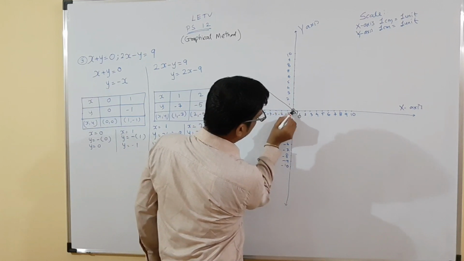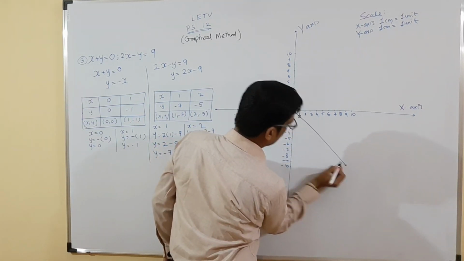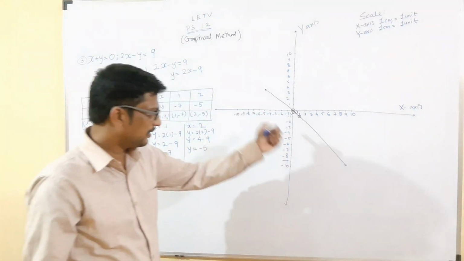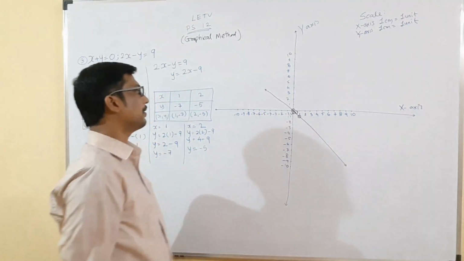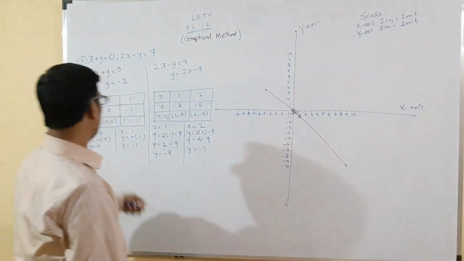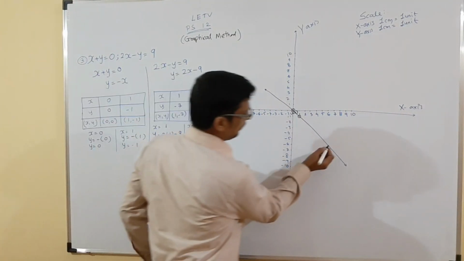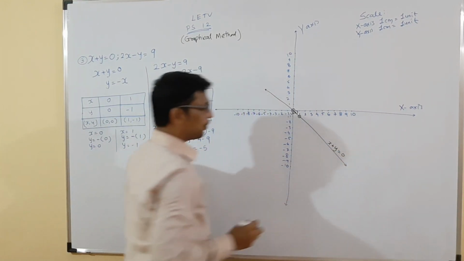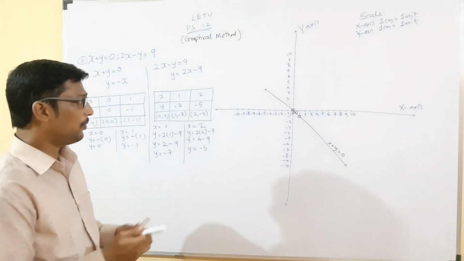So it might not be a straight line, but it seems to be a straight line, isn't it? No, let it be. Now after drawing this line, I have to write the name of this line, and the name of that line is nothing but x plus y equal to 0. You ready? Now what next?